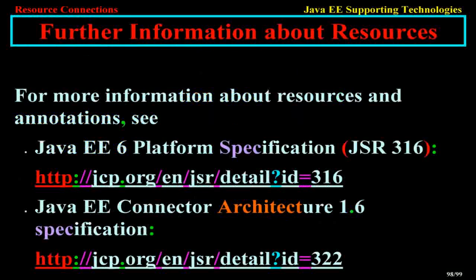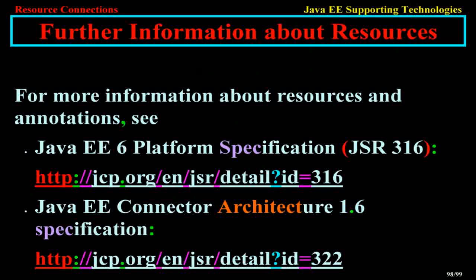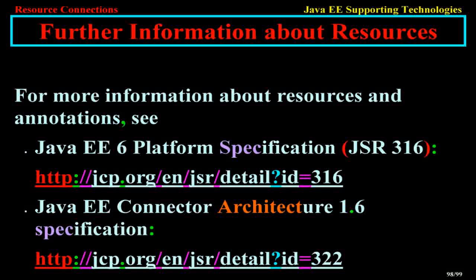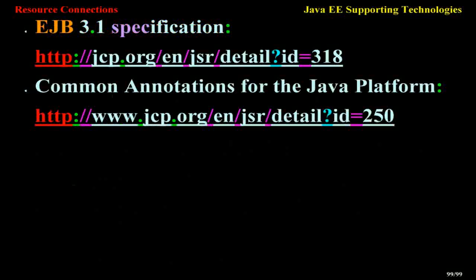Further information about resources. For more information about resources and annotations, see the Java EE Platform Specification, JSR 316: http://jcp.org/en/jsr/detail?id=316. Java EE Connector Architecture 1.6 Specification: http://jcp.org/en/jsr/detail?id=322. EJB 3.1 Specification: http://jcp.org/en/jsr/detail?id=318. Common Annotations for the Java Platform: http://jcp.org/en/jsr/detail?id=250.